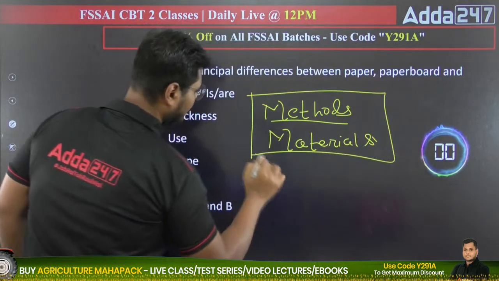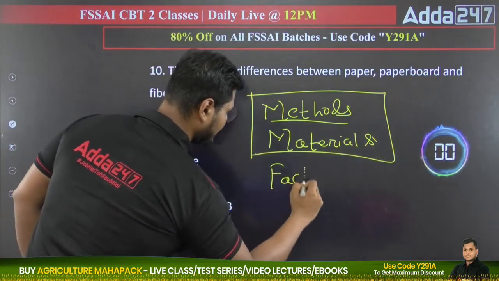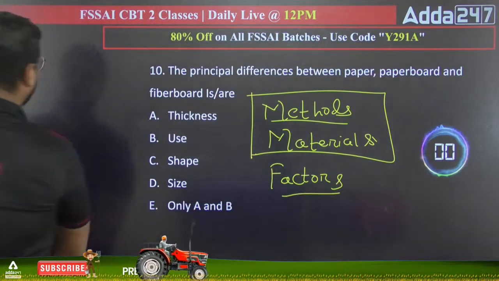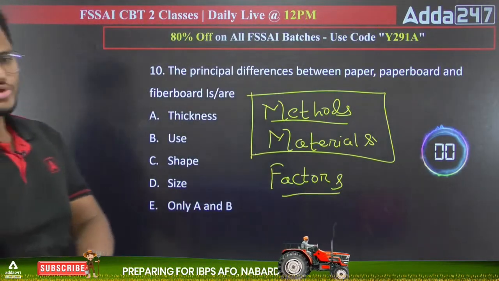Apart from this, you can also go through different factors affecting the shelf life of the product, and different factors affecting the spoilage of the food products. You can also go through them.